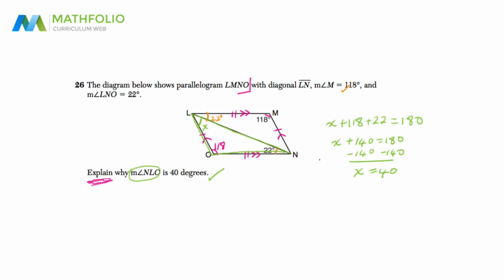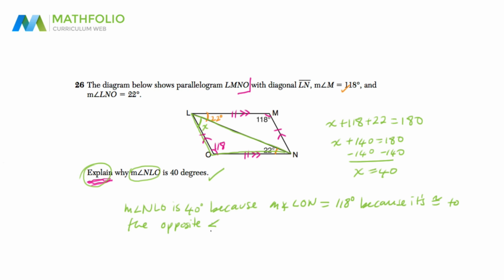Now, a lot of people at this point might just keep moving on to the next question, but you're going to lose credit because it does, again, say this word explain. So after you've done this work, you just got to do a simple explanation. So you can say that the measure of angle NLO is 40 degrees because the measure of angle LON equals 118 degrees because it's congruent to the opposite angle as it is a parallelogram.